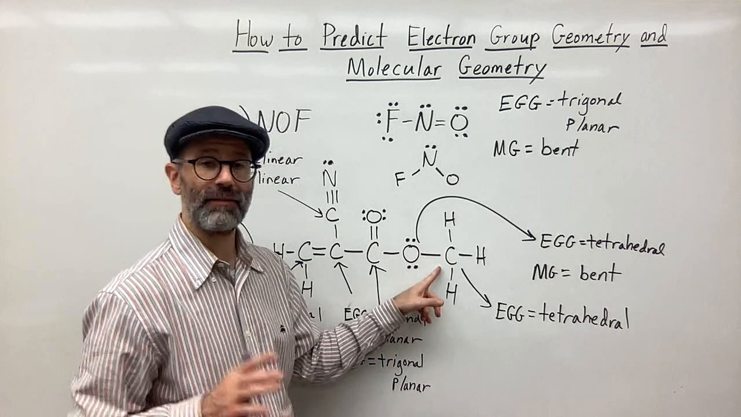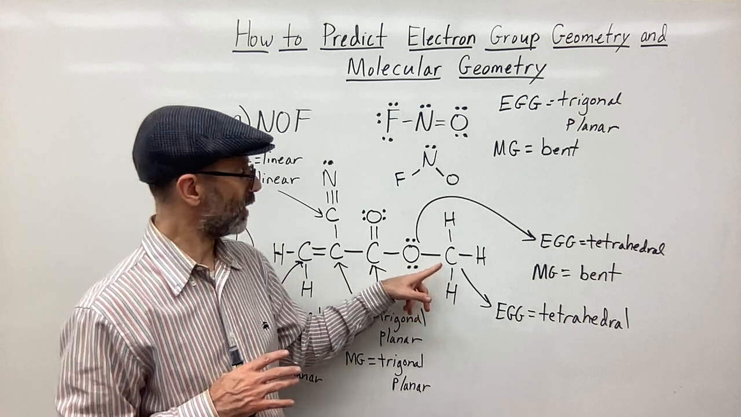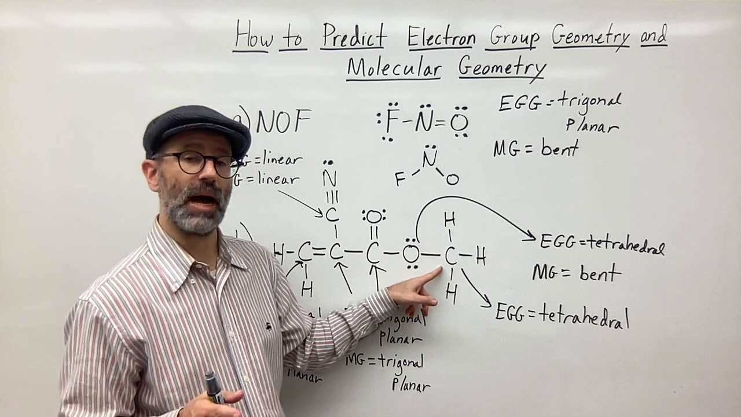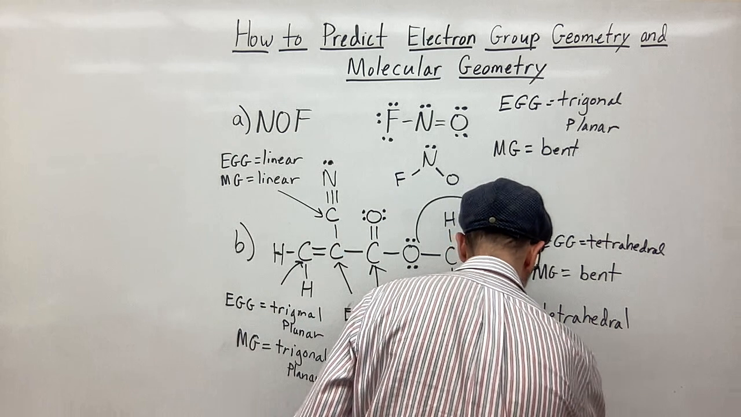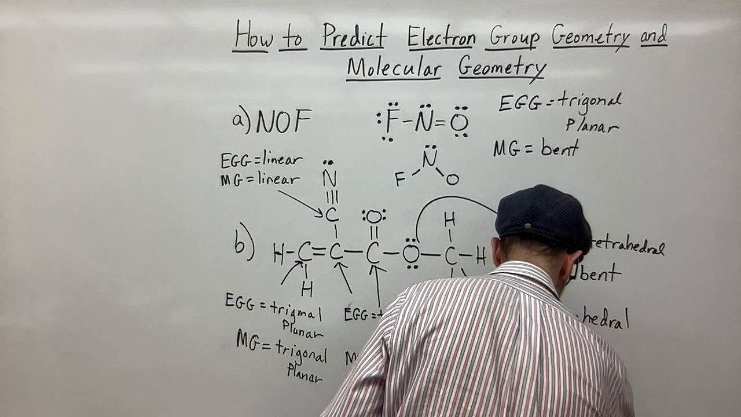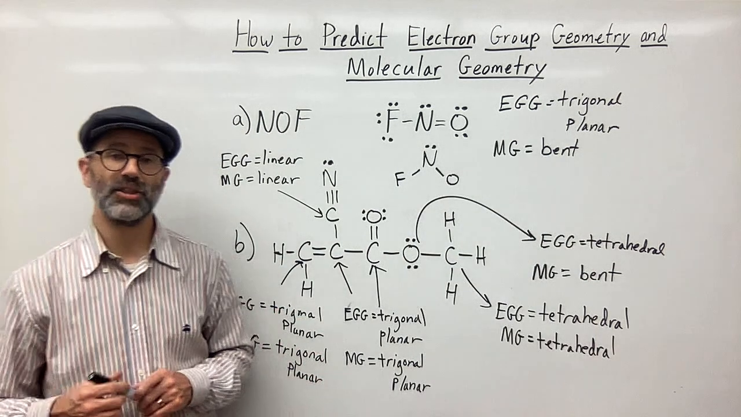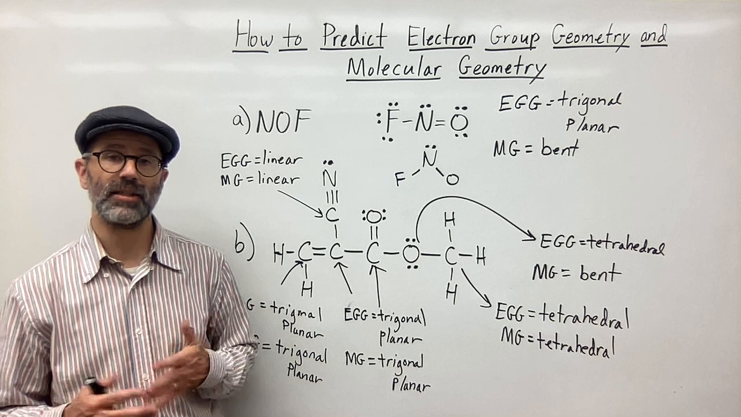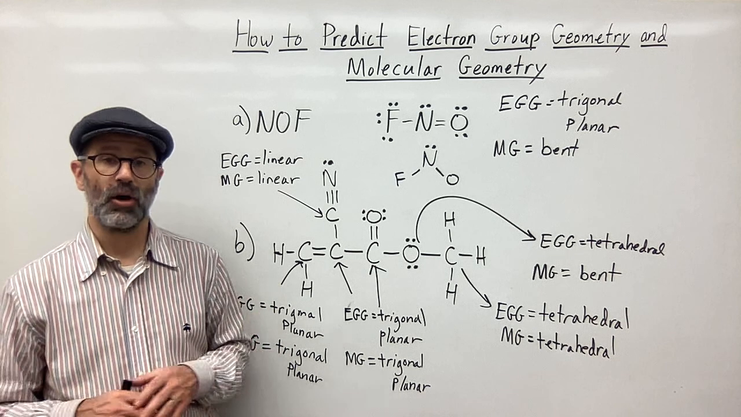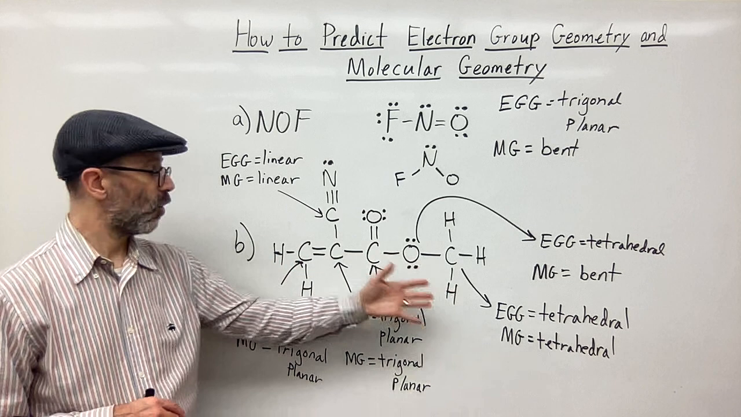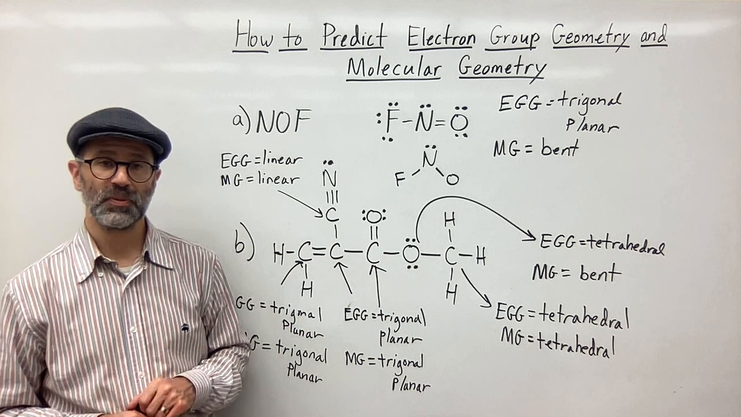Now look here, we don't have any lone pairs on our central atom here. So again, in this case, because we don't have any lone pairs on the carbon, the molecular geometry is going to be identical to the electron group geometry. So the molecular geometry is also tetrahedral. And so that, ladies and gentlemen, is how you identify and predict the electron group geometry and the molecular geometry of your central atom in your molecule. Or if you have multiple central atoms, you can identify the molecular geometry and electron group geometry of each atom in your molecule. So that's it for this video.